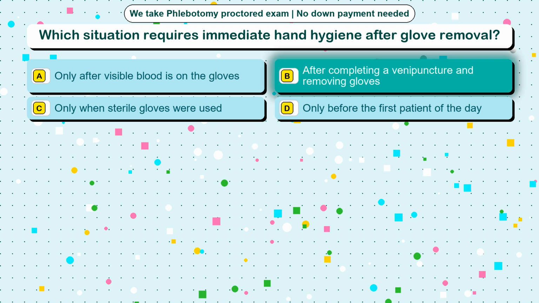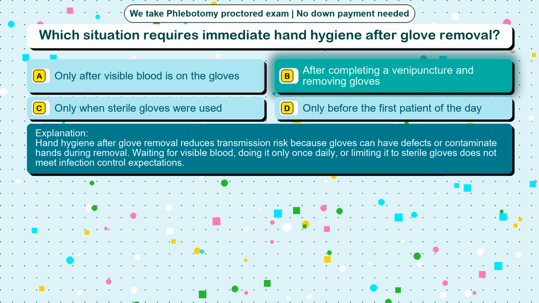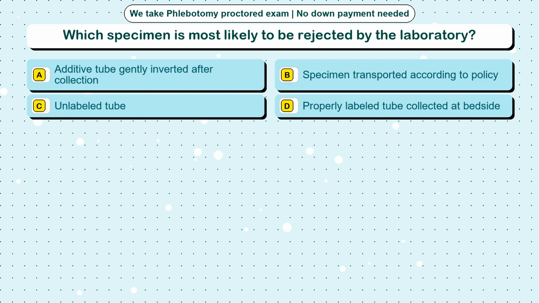The correct answer is option B. After completing a venipuncture and removing gloves, hand hygiene after glove removal reduces transmission risk because gloves can have defects or contaminate hands during removal. Waiting for visible blood, doing it only once daily, or limiting it to sterile gloves does not meet infection control expectations.